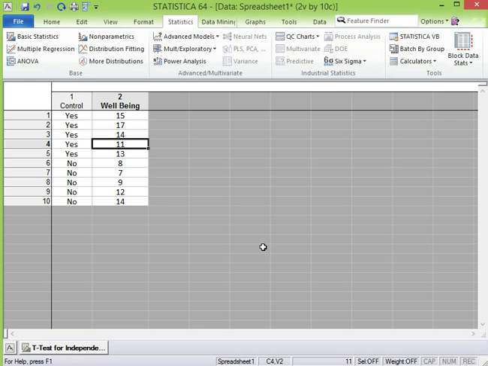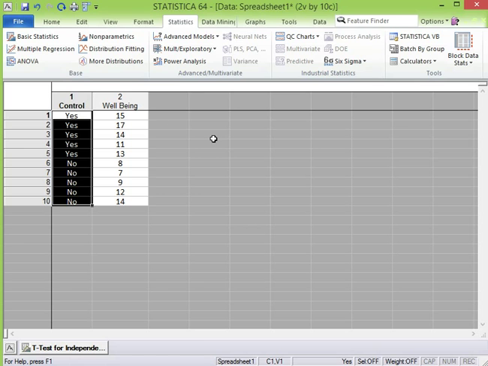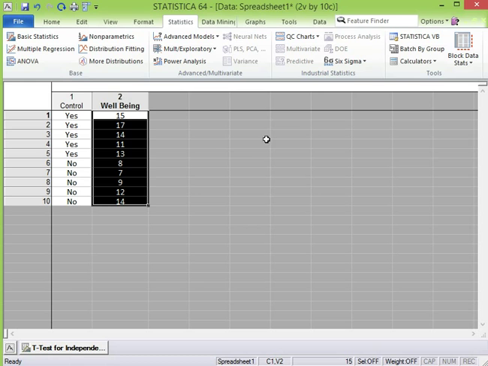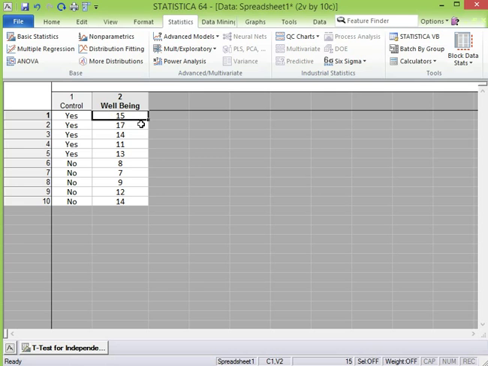So this is our data set. There are 10 participants. Control is our independent variable, and well-being is our dependent variable. So the first 5 cases, the ones which say yes, are the ones who were given increased control, and the next 5 cases were the ones who were treated as usual, no increased control. And on the next column are their ratings for their perceived well-being.